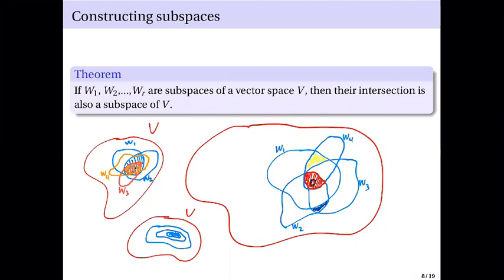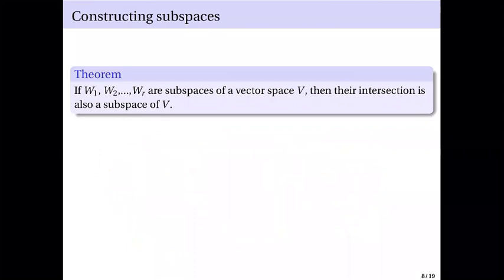Okay. Let me show the quick proof for this. So we define, proof, let W be equal to the intersection W1 intersection W2 intersection until WR. So you do all the intersections, right?